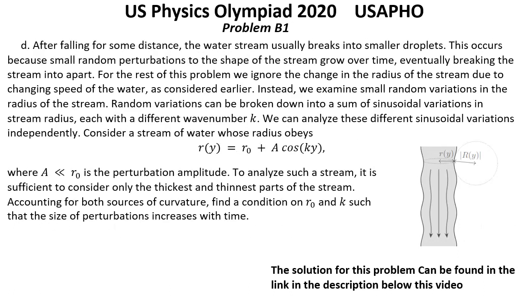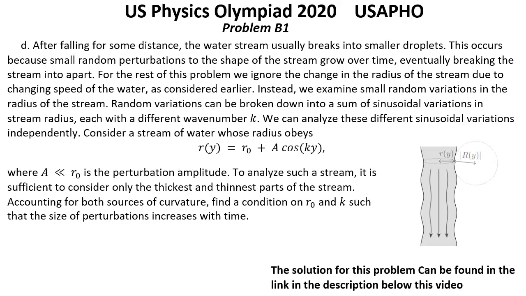Question D. After falling for some distance, the water stream usually breaks into smaller droplets. This occurs because small random perturbations to the shape of the stream grow over time, eventually breaking the stream apart. For the rest of this problem, we ignore the change in the radius of the stream due to changing speed of the water, as considered earlier.